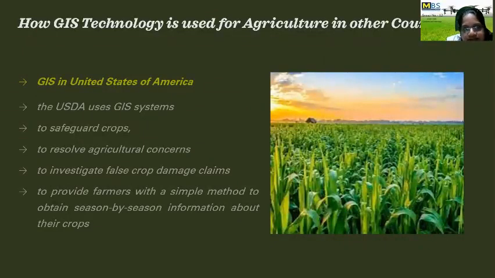In the United States of America, the Department of Agriculture, known as USDA, uses GIS systems to enhance the productivity of the large plantations under its authority. The farmers are also provided with applications such as Crop Scape to communicate directly with officials and gain real-time insight about agriculture updates. Next slide.